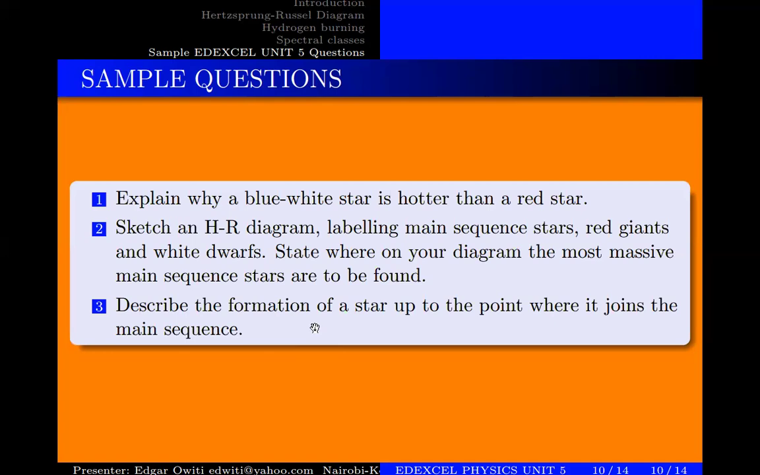especially unit 5, because unit 5 is where we have astrophysics. The first question is simple. You're only being told to give a reason why a blue-white star is much hotter than a red star. So this question requires understanding of Wien's law, where you have peak wavelength and you have intensity of light.